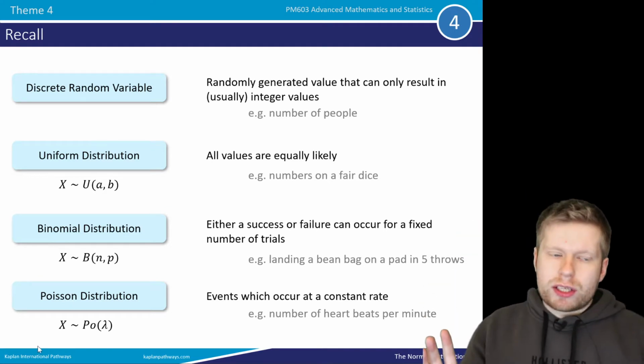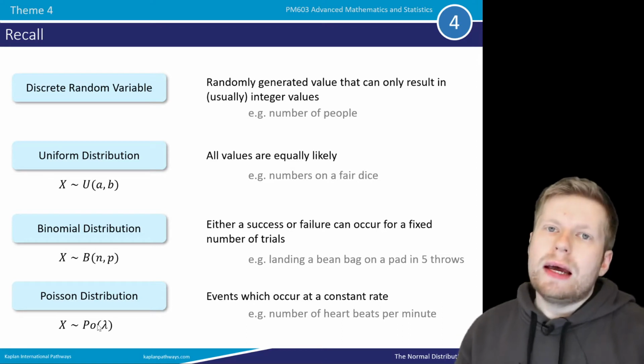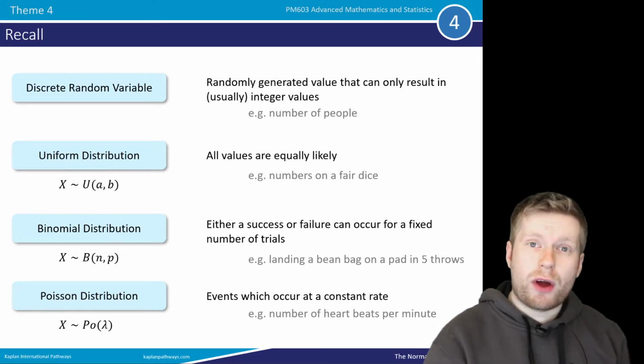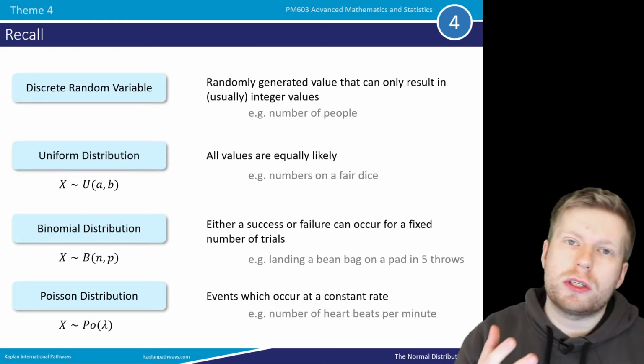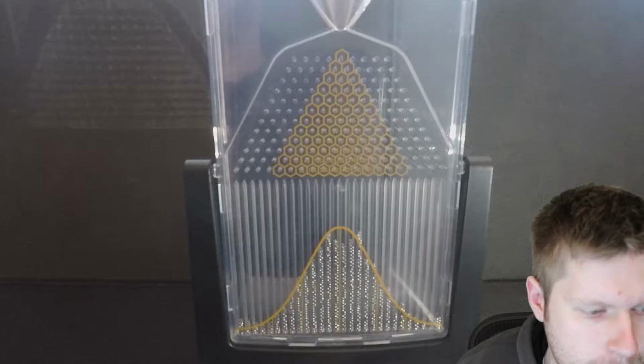Now, these are all discrete distributions, and these are all the discrete distributions that we will look at in this course. But it makes sense, if we looked at distributions for discrete random variables, we should also look at distributions for continuous random variables as well. And that's where we're going to start today.